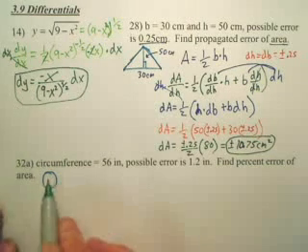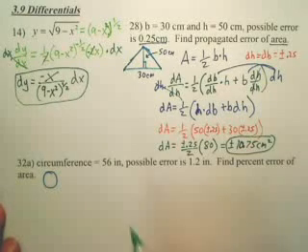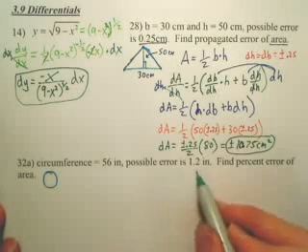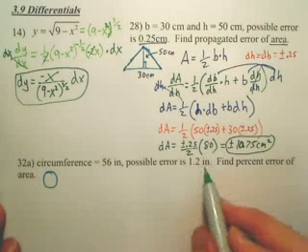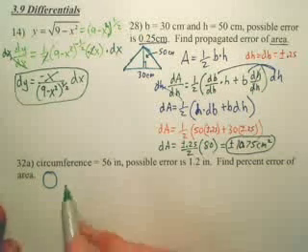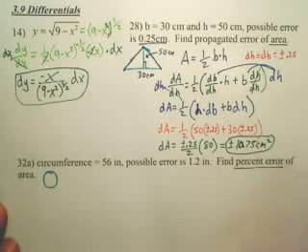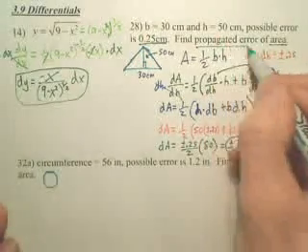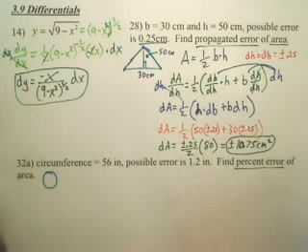Okay, let's do another one. I measured a circle's circumference. Circumference is 56. I know a possible error of 1.2 in my measuring, especially of circumference. Do you see how there's a lot bigger discrepancy? Circumference is kind of hard to measure. So I want to find my percent error. Is there a difference between percent error and propagated error? Percent error is just, you'll see, propagated error made into a percent.